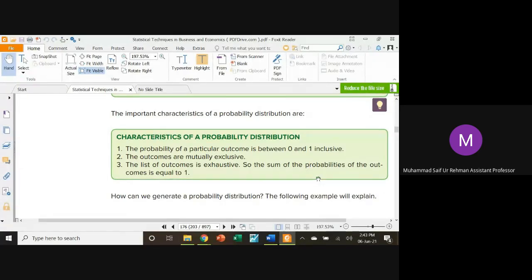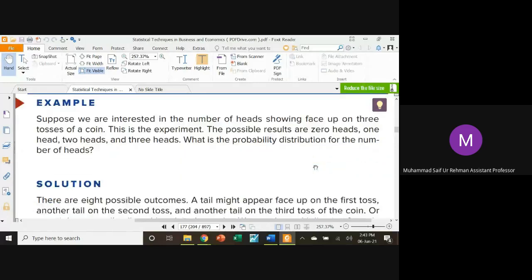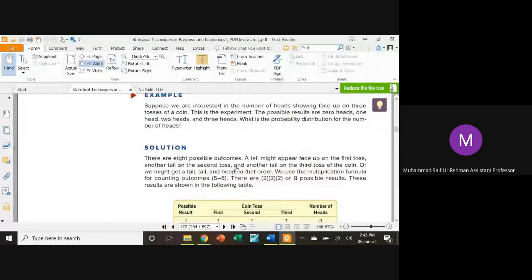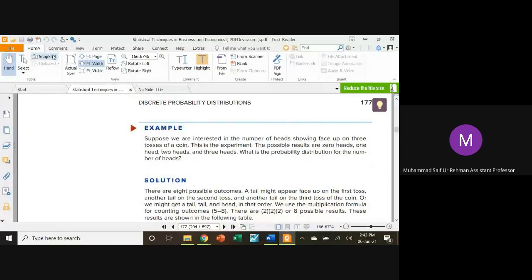Now, let us see an example that is there in your book. Suppose we are interested in the number of heads showing face up on 3 tosses of a coin. This is the experiment. The possible results are 0 heads, 1 head, 2 heads, and 3 heads. What is the probability distribution of the number of heads? So let me have a snapshot for this.